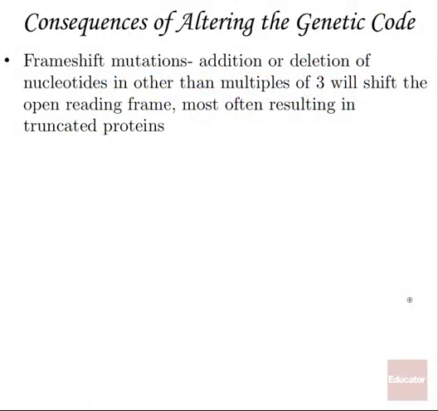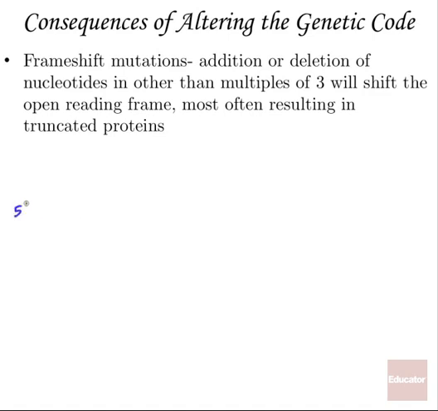So I want to end with just an example of what a frame shift mutation is, okay? Because this can alter the genetic code. Now, frame shift mutation is due to the addition or deletion of nucleotides in other than multiples of 3. Okay, and that will shift the open reading frame, which most often results in truncated proteins. So let's write out a sequence.